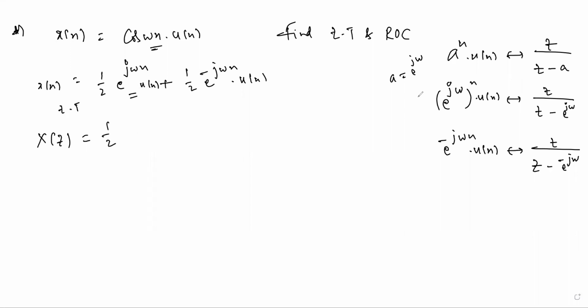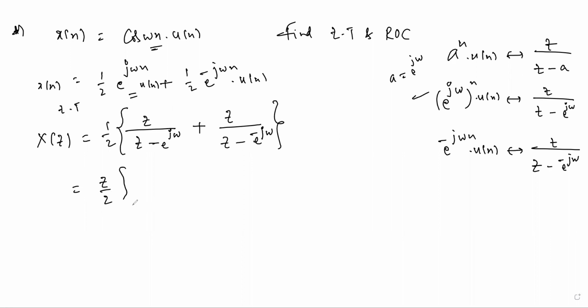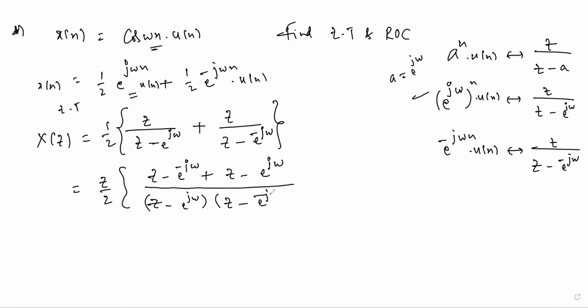z upon z minus e to the power of j omega, and 1 by 2, let us take it common, plus z upon z minus e to the power of minus j omega. So further simplification, let us take z also outside, z by 2, and cross multiplications: z minus e to the power of minus j omega plus z minus e to the power of plus j omega, divided by z minus e to the power of j omega into z minus e to the power of minus j omega.